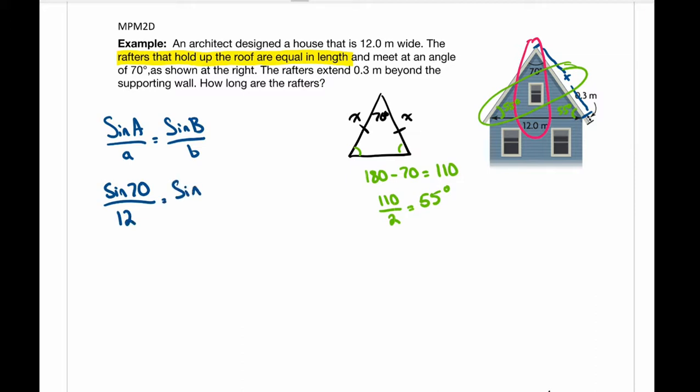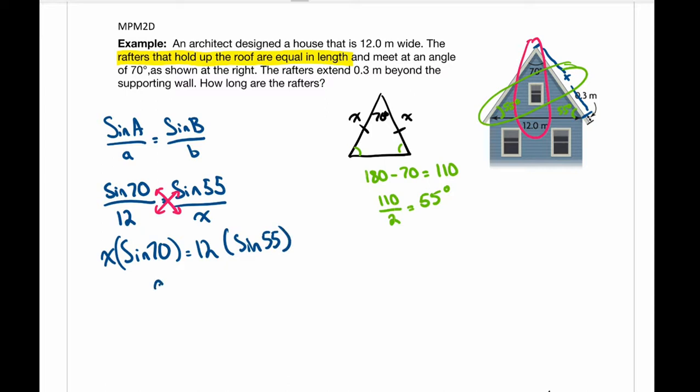Sine B, B is going to be 55 degrees. So when I look at my triangle, that corresponding side is X, or my unknown. Once I've plugged in all my information, I'm going to cross multiply to get rid of the fractions. X times sine 70 is equal to 12 times sine 55. Get X by itself, it becomes 12 times sine 55 divided by sine 70.